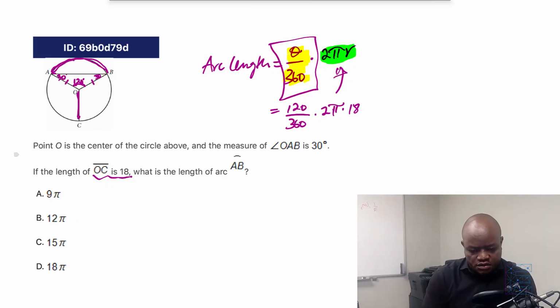So 120 over 360 really simplifies to 1/3. Of course, you're welcome to plug this entire thing in your calculator if you want. And then 2 times pi times 18 is 36 pi. 1/3 of 36 is 12. So the answer to this is B, because 12 pi is the answer.